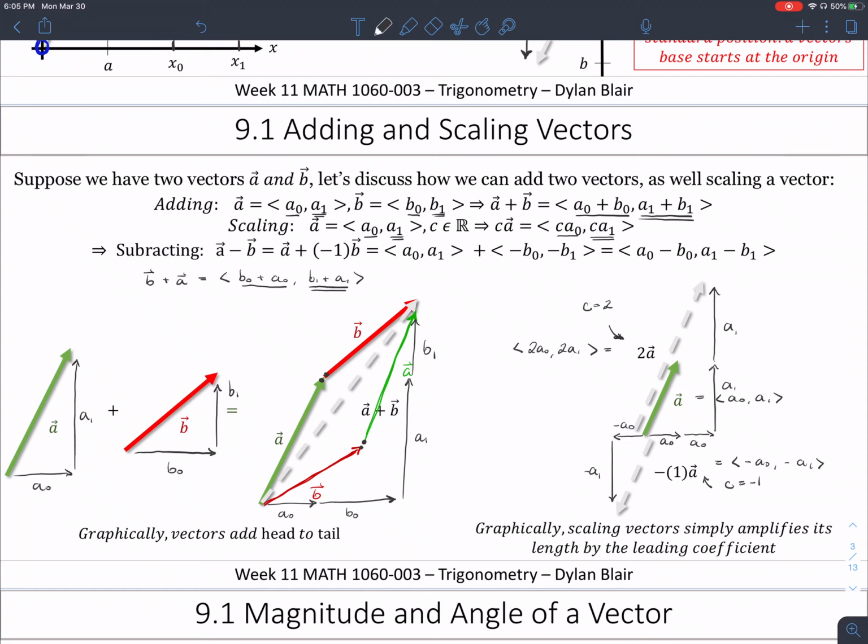So ultimately we'll be taking A naught, A1 plus negative B naught, negative B1. Okay, and then that's when we add them component-wise so that we get A naught minus B naught and A1 minus B1. And this concept becomes more obvious when we actually do it graphically.